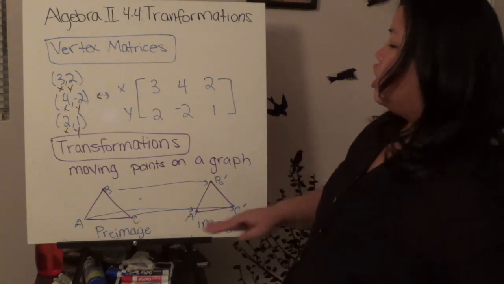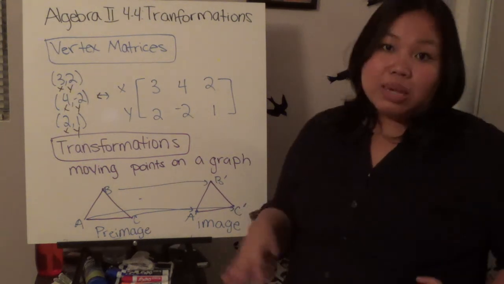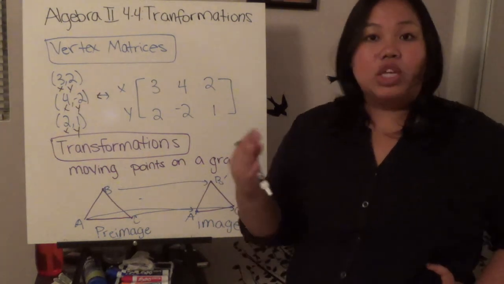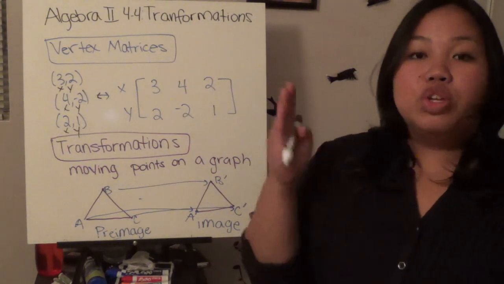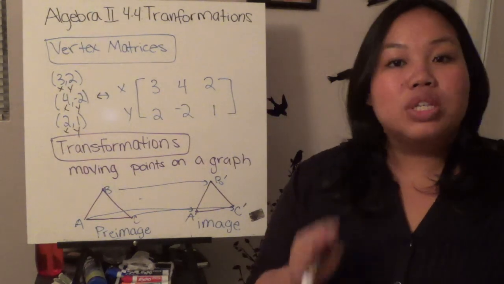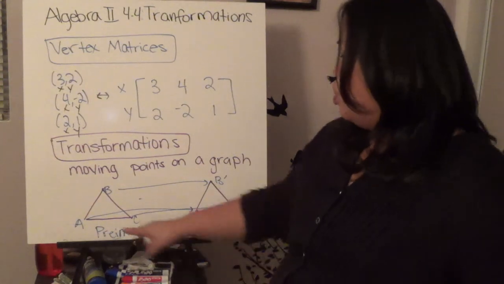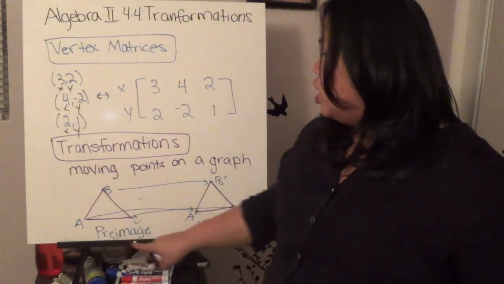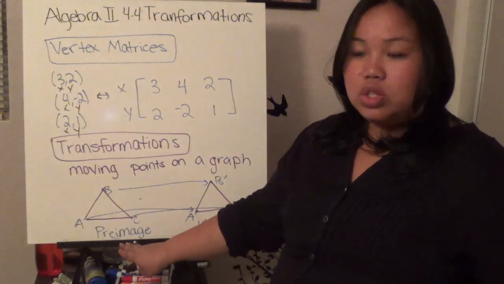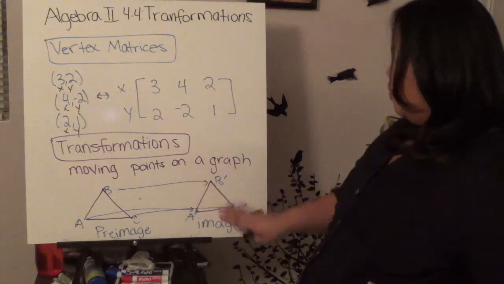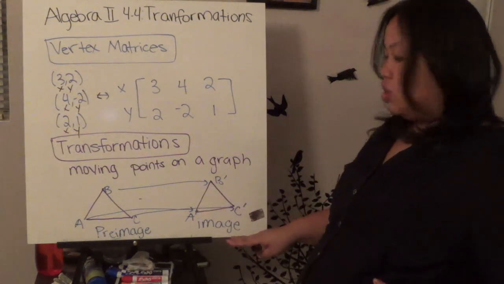So basically transformation is moving points on a graph. Sometimes those points will make a shape. They'll make a line, a square, or a triangle. But when you're doing a transformation, you don't focus on the shape, you focus on each individual point. So for example, if I'm moving A, the original is called my pre-image, and once I shift it, this is my image, this is my last result.